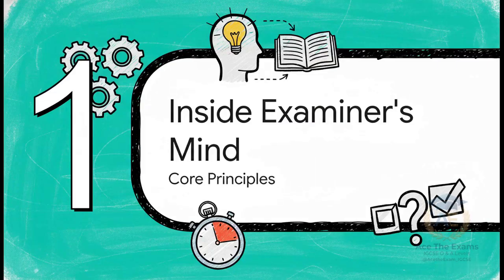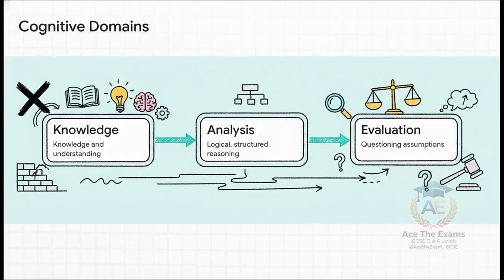Okay, let's kick things off with Section 1, Inside the Examiner's Mind and the Core Principles. Now this right here, this framework is what truly separates average candidates from elite scholars. It is not just about what accounting rules you happen to have memorized. It's about how your brain processes, structures, and applies that information under intense exam pressure.